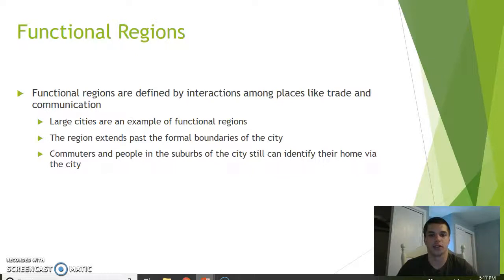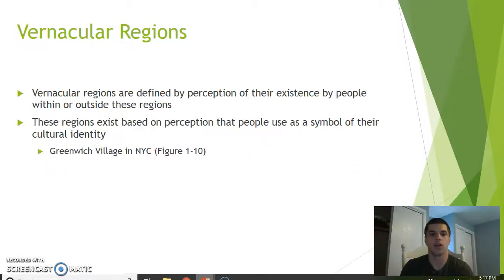Functional regions are defined by interactions among places like trade and communication. Large cities are examples of functional regions, like Chicago is the primary example in the text. The region extends past the formal boundaries of the city, so people who live outside the city in the suburbs or in the outer limits can still identify their home via the city. So if you say you live just 20 minutes outside New York City, you can say, oh, I live really close to the city, and people would understand exactly what you mean.